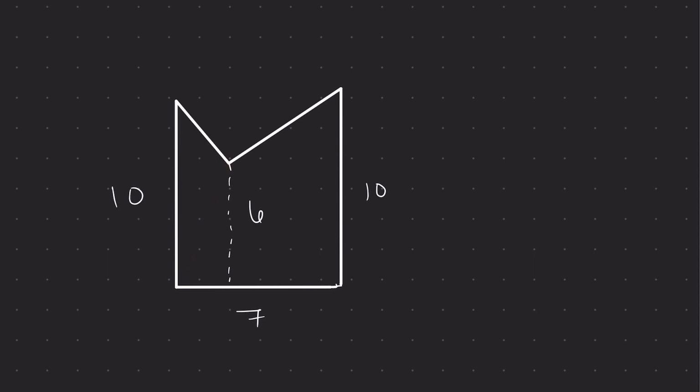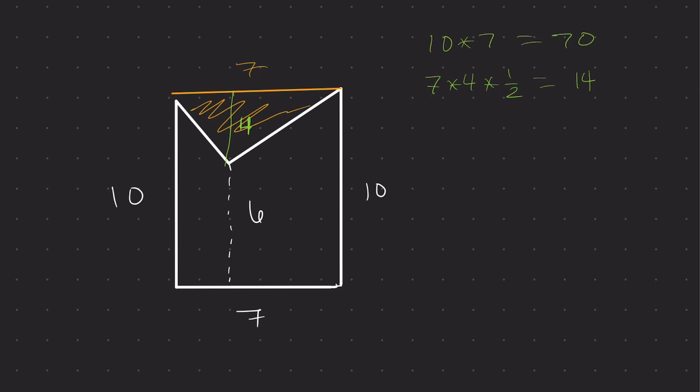Then you finally realize, maybe after struggling for a bit, like I did, that you could just make this a giant rectangle and subtract the area of this piece. And this piece is 7 times 10 minus 6, so the height is 4. So you would do 7 times 4 times 1/2 equals 14. We're going to subtract that from the entire rectangle, which is just 10 times 7, which equals 70. Subtract. You get 56 units as the area of just the white portion.